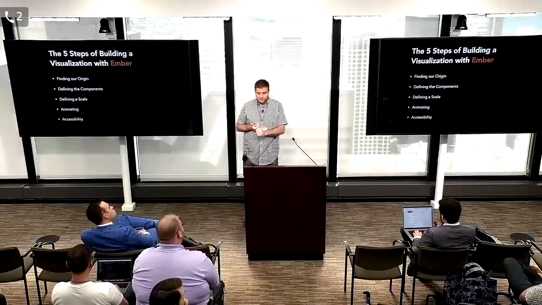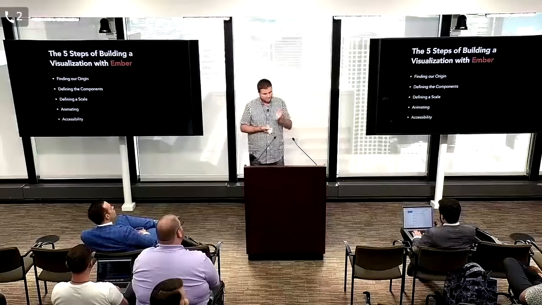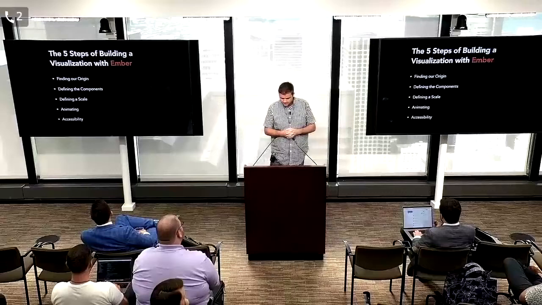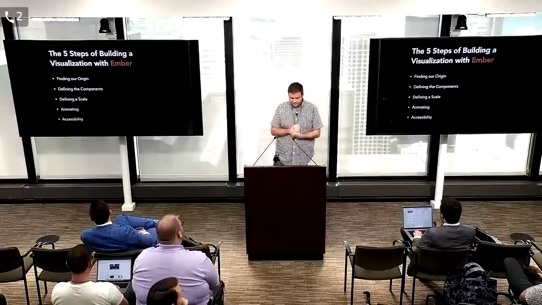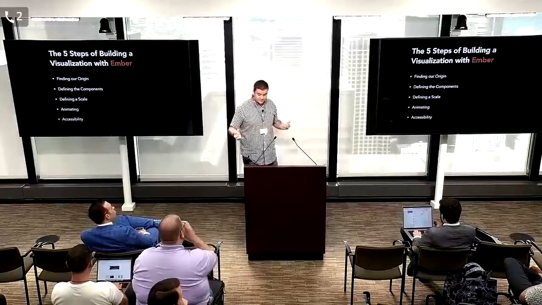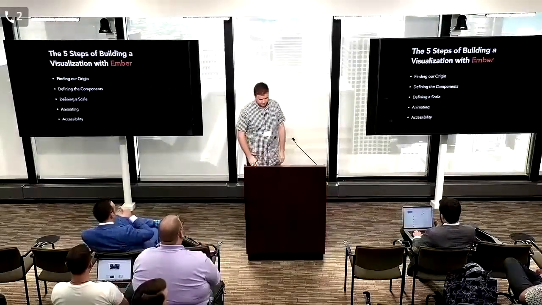Second is to break the visualization down into its component parts. Then we're going to define the scales that we want to work with. I'll talk about what that means. And then obviously this one in particular, animation is a pretty critical part to this visualization. And then as well as accessibility. We want to make sure that we're sensitive to screen readers and other things that may come up with accessibility needs.